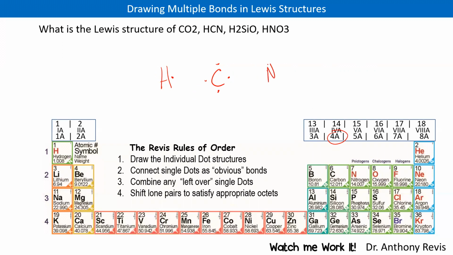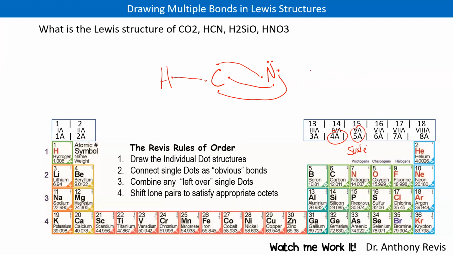Next, we have nitrogen, which has 5 valence electrons, group 5A. I'm going to take the obvious bond: hydrogen wants 1, carbon wants 4, nitrogen wants 3. So I'm going to say 1, 2, 3. Oh my goodness, can you do that? Yes, you can. You just bonded them off. So that's my initial, and then I'm left with 1 dot here and 1 dot here.